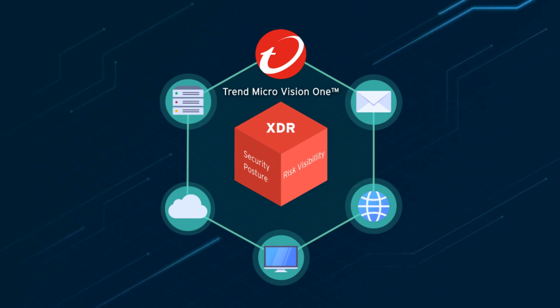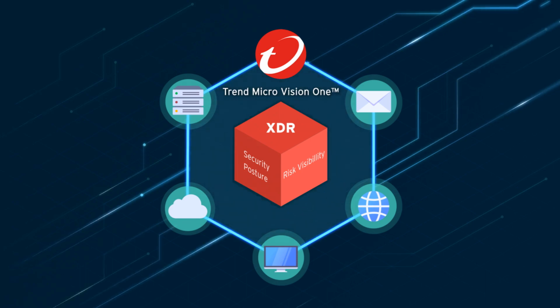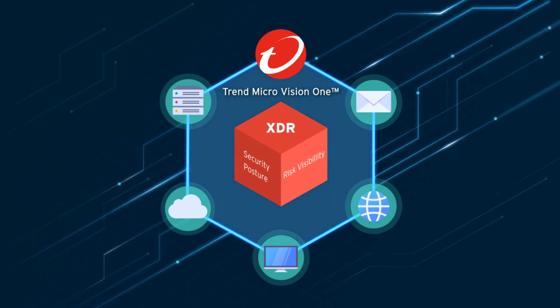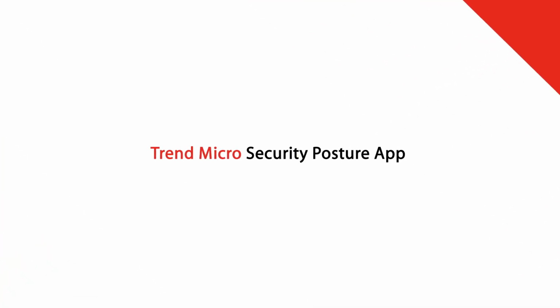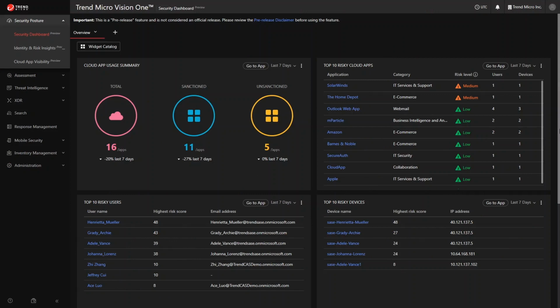Capitalizing on the data that can be pulled from a customer's environment, Trend Micro Vision 1 provides added value and new benefits within and beyond XDR. The Security Posture app is a prime example of this. As soon as you log into the Trend Micro Vision 1 platform, the first dashboard that you will see is the Security Posture app. This new app allows you to get an at-a-glance perspective into your organization's overall security strength.